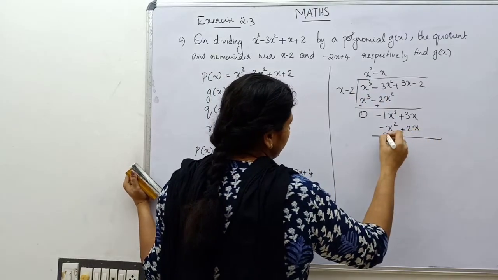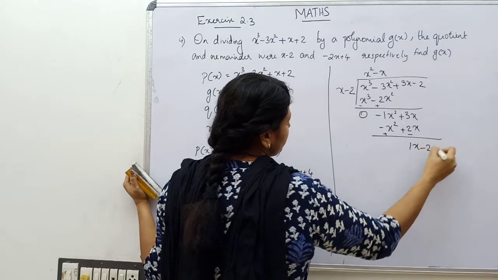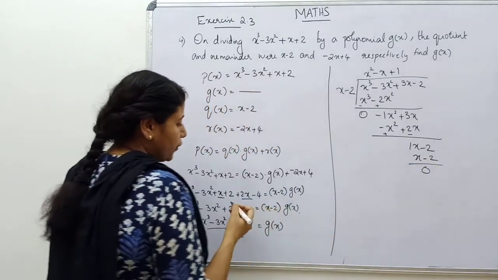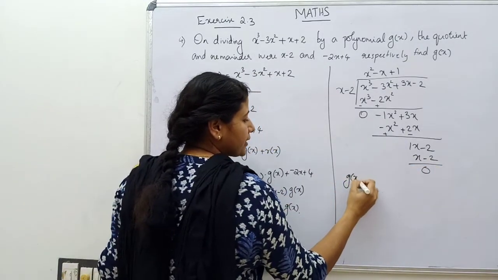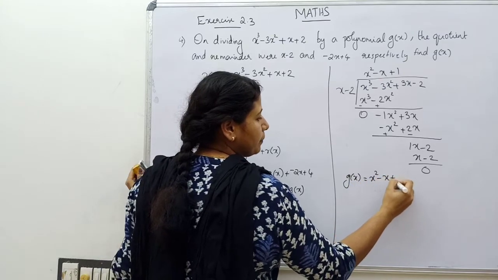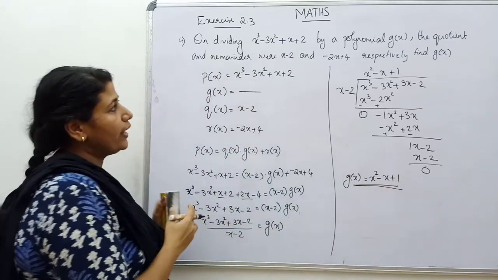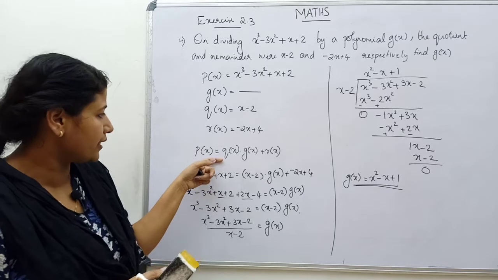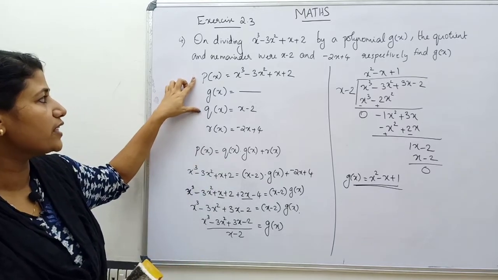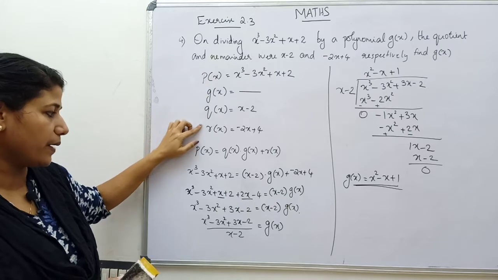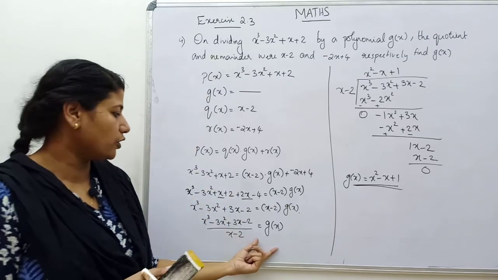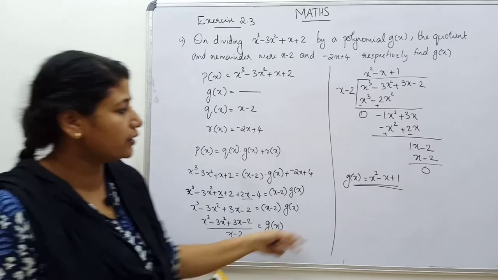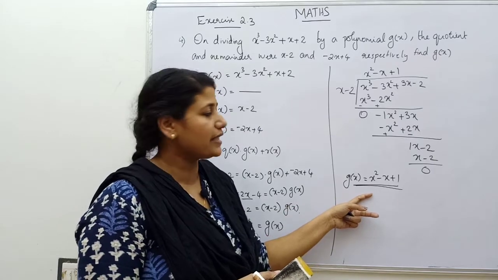Then again subtract, you will get 1x minus 2. So multiply with 1, then you will get x minus 2 and the remainder is 0. Okay, so g of x will be x square minus x plus 1. So what have we studied? We have studied the algorithm of division for polynomials that we write here, and we substituted all the values given. That means p of x, quotient and remainder, and just rearrange, and we find out g of x by dividing this major polynomial with x minus 2. Then you got the polynomial g of x as x square minus x plus 2.